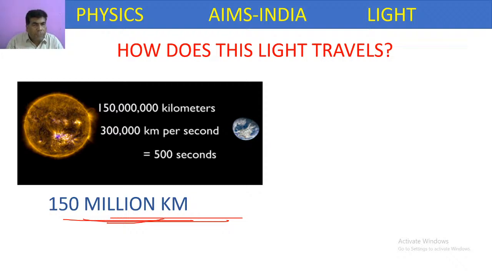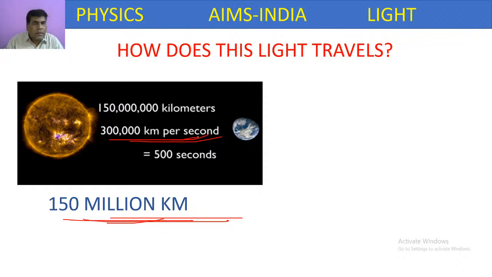So that 150 million kilometers distance, this light is traveling with what speed? Almost around 3 lakh kilometers per second. So the speed of light is very fast. Per second, it will travel almost 3 lakh kilometers.